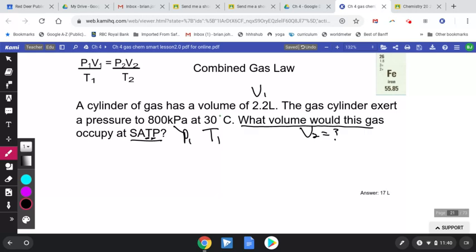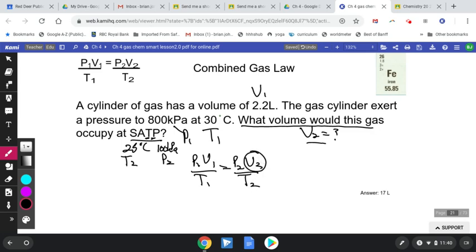SATP is 25 degrees Celsius and 100 kPa. So that's pressure 2, temperature 2, and we're looking for volume 2. Okay, so combined gas law, P1 V1 over T1 is P2 V2 over T2, and we're solving for V2. So I need to get rid of pressure 2, put it on the bottom, cancels out. Get rid of temperature 2, put it on the top, and it cancels out. So we are left with volume number 2.